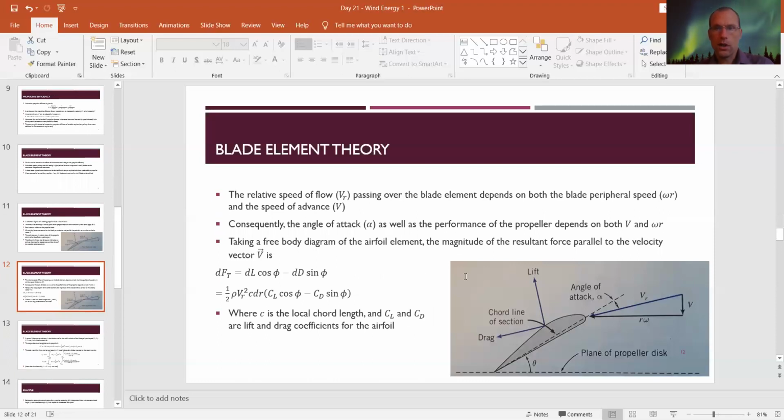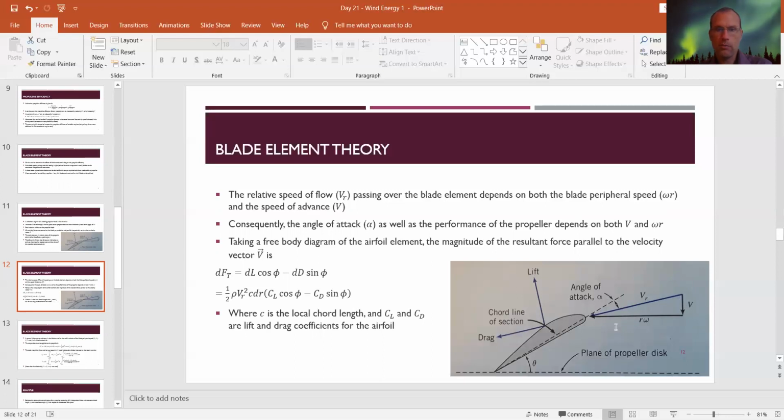My relative flow speed, VR, is going to depend on the peripheral blade speed, so r omega. So the faster this propeller spins around, the bigger this vector r omega is. Also depends on my incoming wind speed, v. So again, faster incoming wind speed gives me a larger value of this vector v. So this actual velocity VR I care about is going to depend on those two guys. Again, the bigger this guy is or the bigger that guy is going to change this angle of attack. And so that angle of attack is also a function of both this incoming wind speed and the rotational speed of the blade.